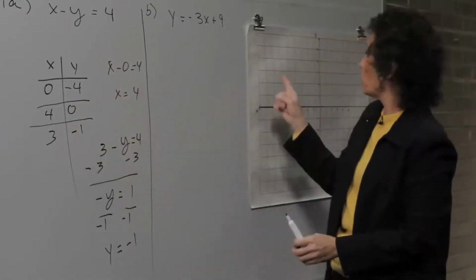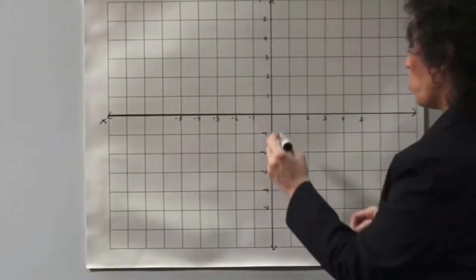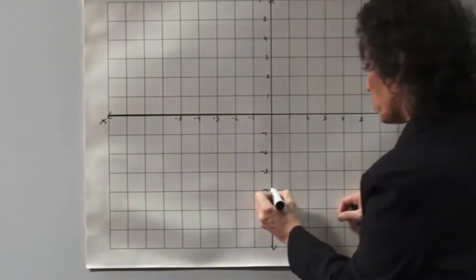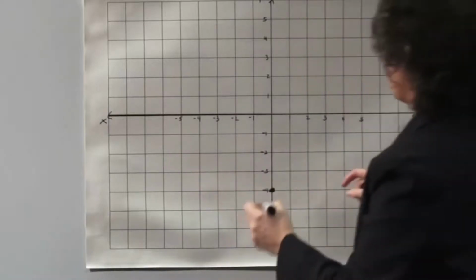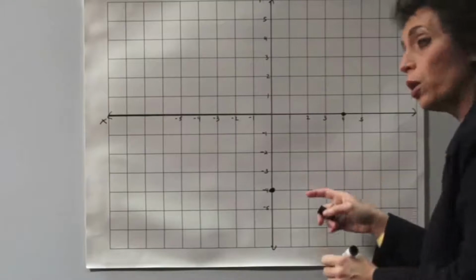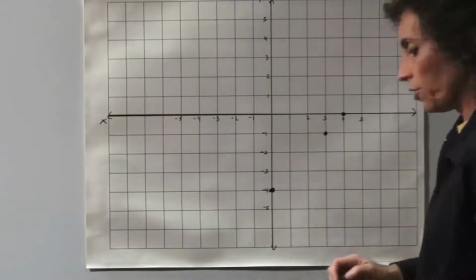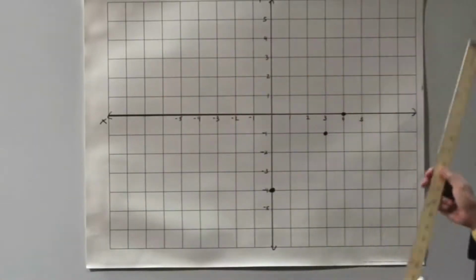I'm going to actually come over here and graph that. Okay, 0, negative 4, right here. Okay, 4, 0, right here. And if we're right, this next point will be collinear with these points, 3, negative 1, and there it is. Yes, collinear. I'm going to take my handy-dandy ruler now, and I'm going to connect these points.